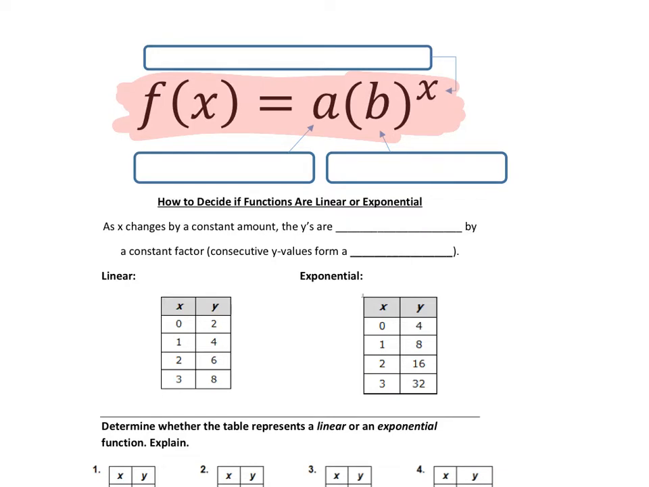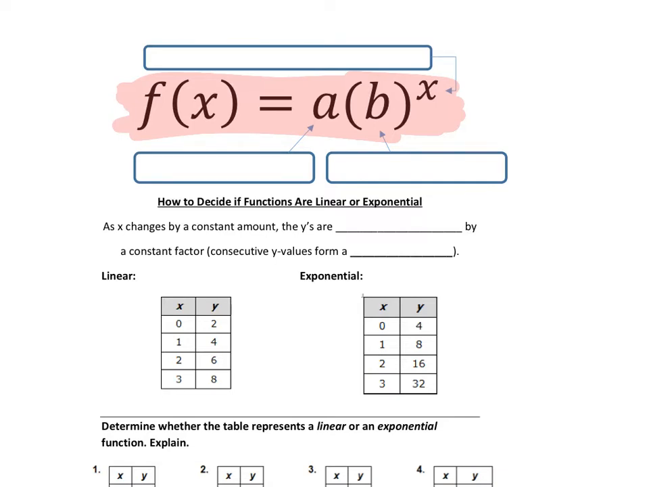F of x is not f times x. It's a fancy way of writing y, because it's a function. So yes, x and y are in there, but you have two letters that you might be using. You have an a and you have a b.